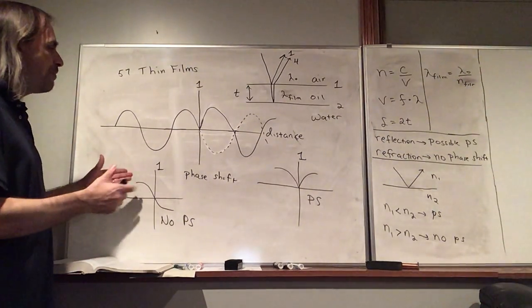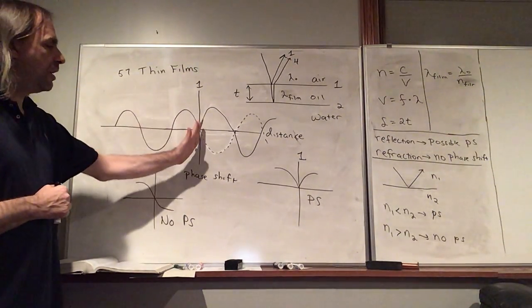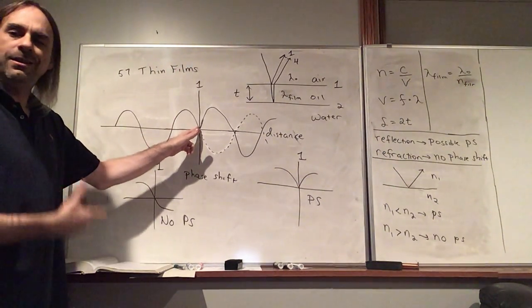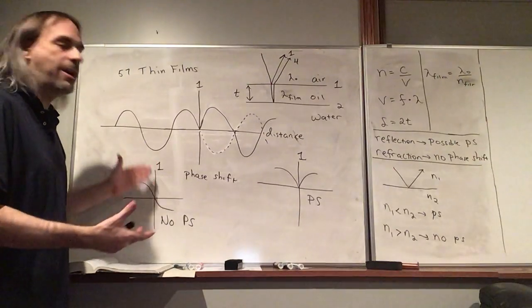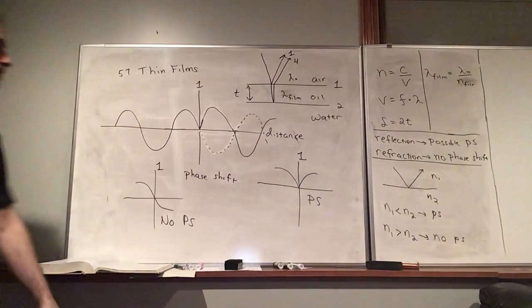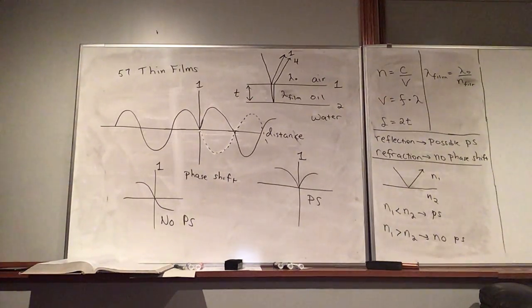Now I conveniently picked it so that the electric field hit the boundary just like this. It doesn't have to be the case, and it doesn't really matter what phase it is when it hits the boundary. This is just the easiest to draw, so that's what I'm going with. Okay, so that's the picture we get from looking at ray 1.